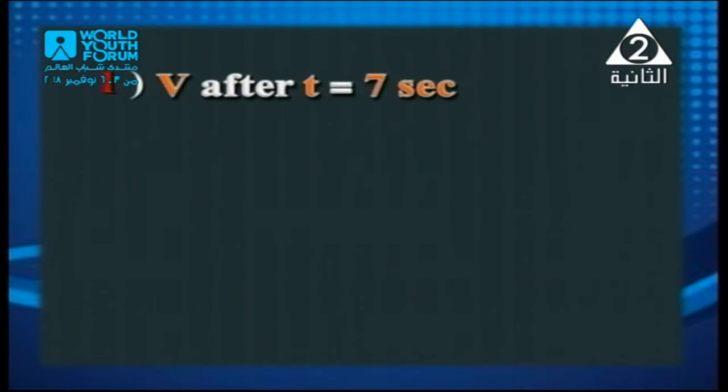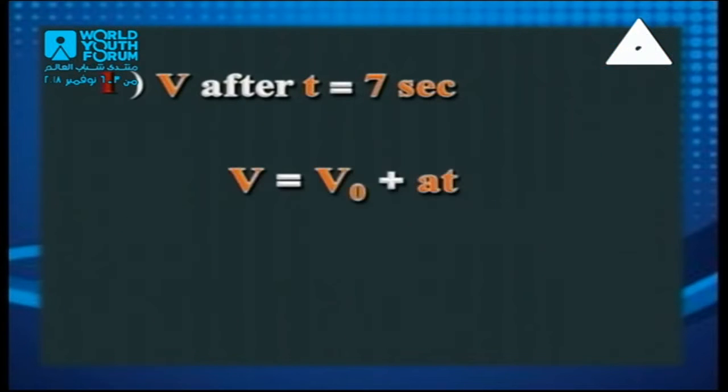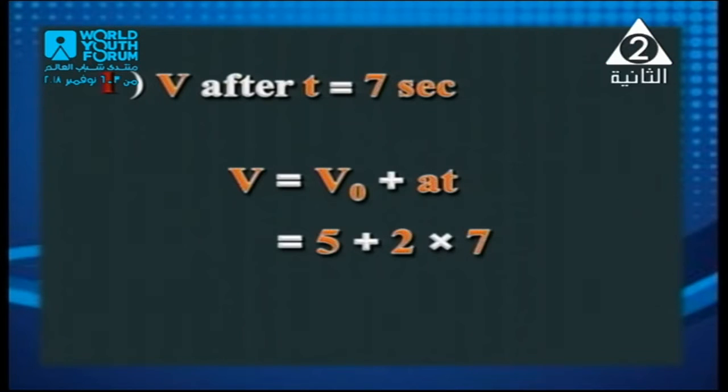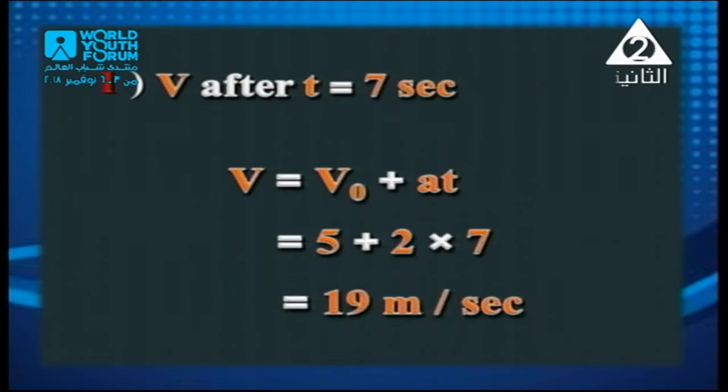For t equals 7, by substitution in the first rule, v equals v naught plus at. From the given, v naught equals 5, acceleration 2, substituting t equals 7, then the final velocity equals 19 meters per second.